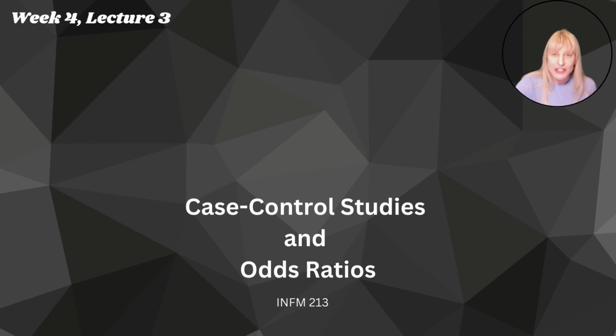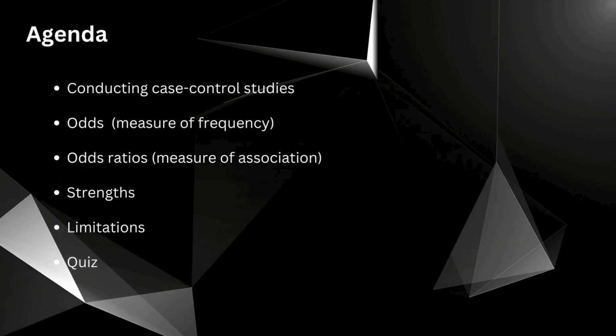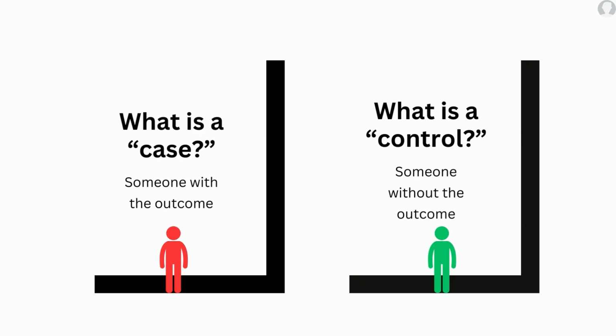It's a brief presentation on case control studies and odds ratios. A case control study compares cases and controls. A case is someone with the outcome of interest, and a control is someone without that outcome.